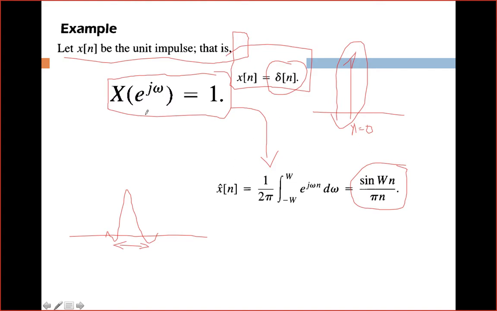That's why when you take the inverse discrete time Fourier transform of X of e power j omega equal to 1, you will get a sinc function. So this is the inverse Fourier transform equation. You have to substitute X of e power j omega equal to 1, defined over a small interval, that is minus omega to plus omega. During this interval, when you take the inverse discrete time Fourier transform, you will get sinc, that is sine omega n by pi n.